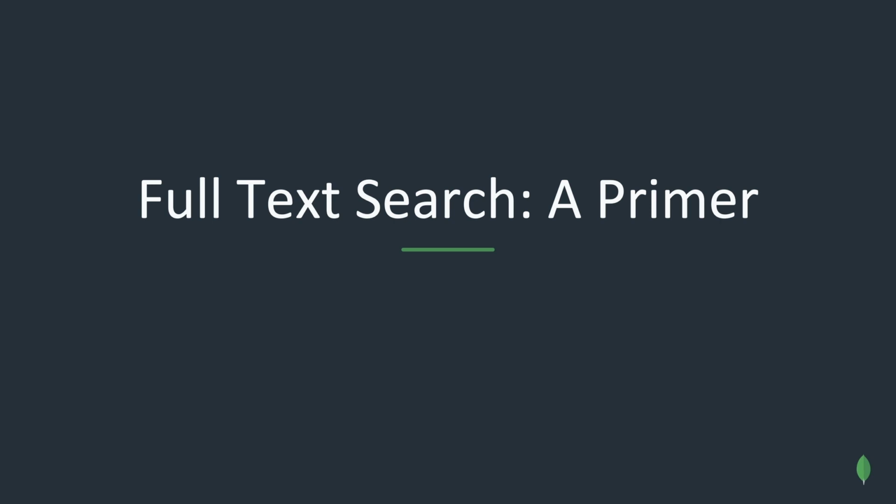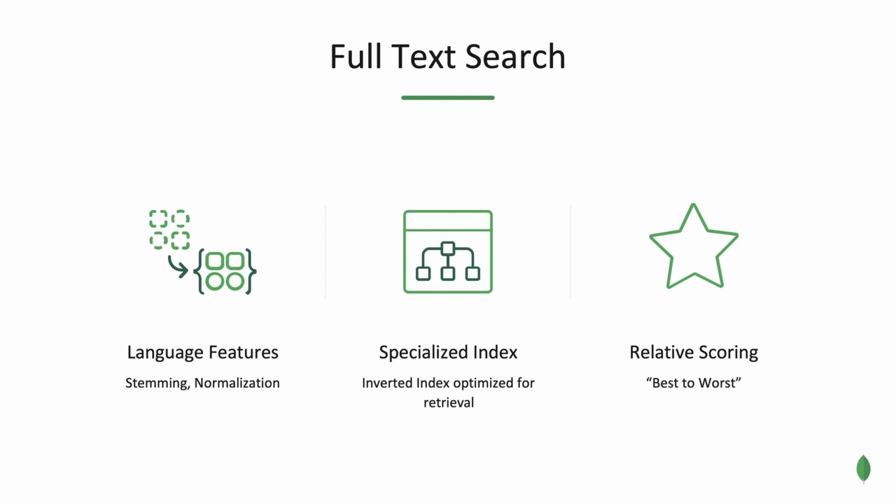So how do we get better search results? Well, one way to do this is by using a collection of techniques used for searching text called full text search. And that's really what full text search is, a collection of techniques used for searching through text. There are a variety of techniques that we use in full text search.